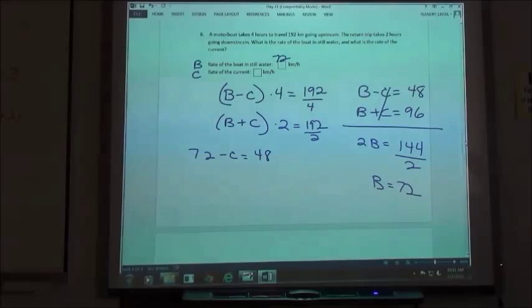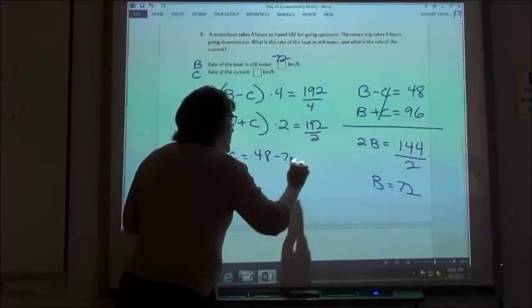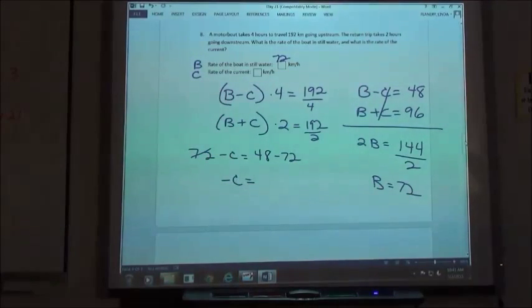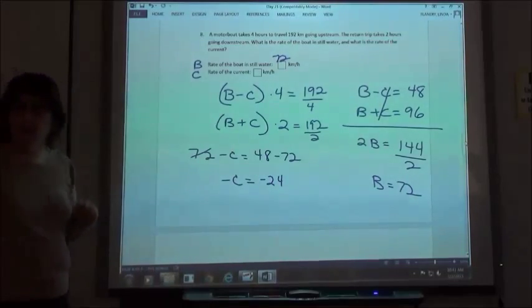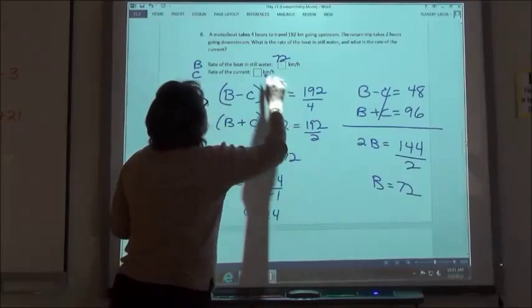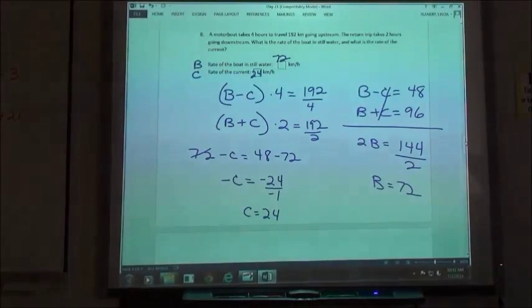If I'm going to solve that, I would first subtract the 72. So negative C is going to equal negative 24. Then I end up having to divide by negative 1. So C equals positive 24. So the boat is going 72 kilometers per hour, the current 24 kilometers per hour.